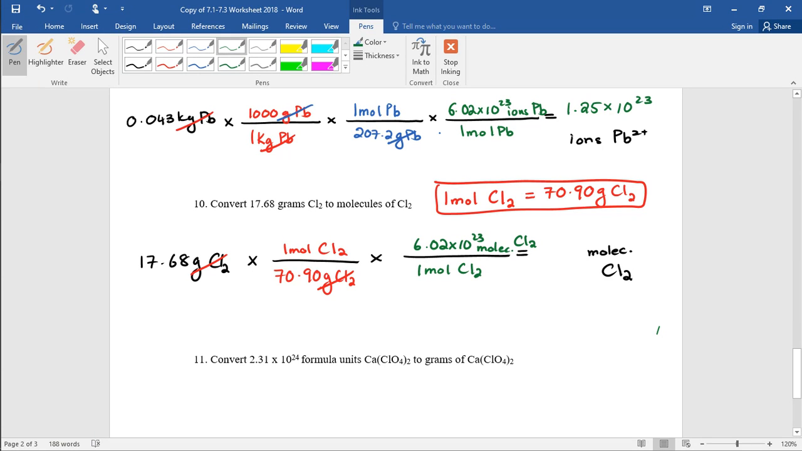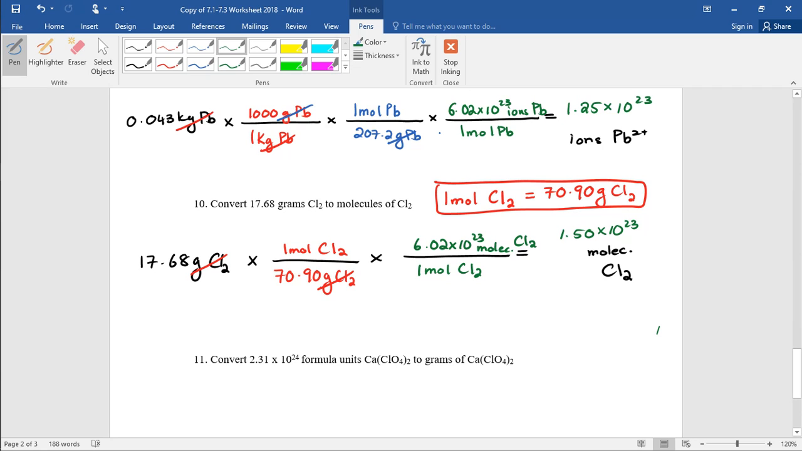So let's plug it in. 17.68 divided by 70.90, and then we're going to times that by 6.02 times 10 to the 23rd. That gives me 1.50 times 10 to the 23rd molecules of chlorine.